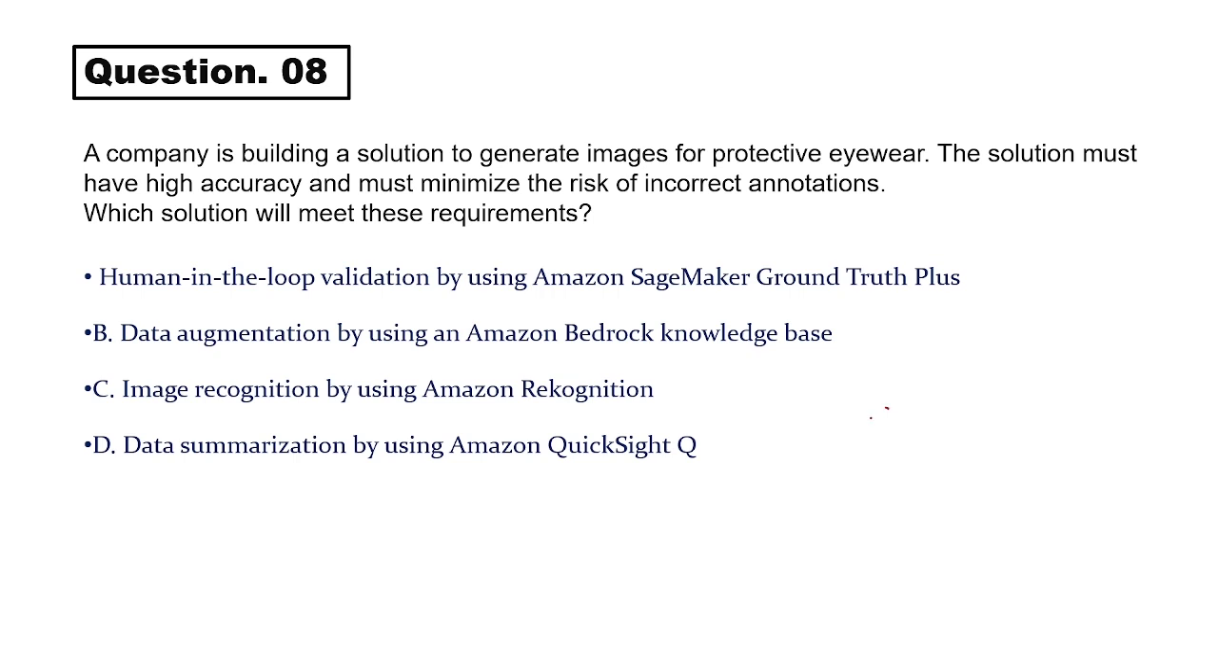Okay, now let me reveal the correct answer. The correct answer here will be option A, human in the loop validation by using Amazon SageMaker Ground Truth Plus. Because human in the loop validation combines the efficiency of machine learning with human expertise to ensure high quality labeled data. So this is the correct answer here, because the requirement of the question is to have high accuracy and must minimize the risk of incorrect annotations.